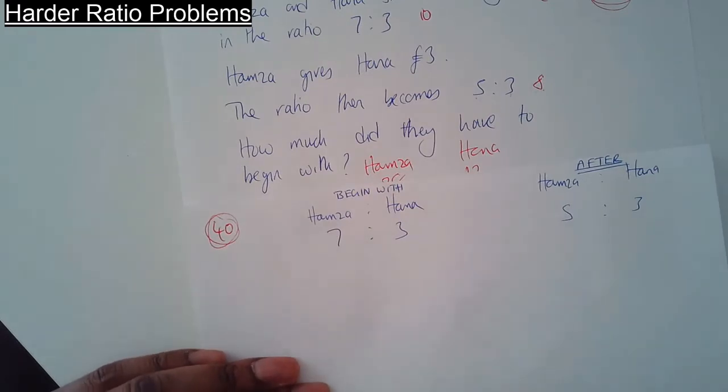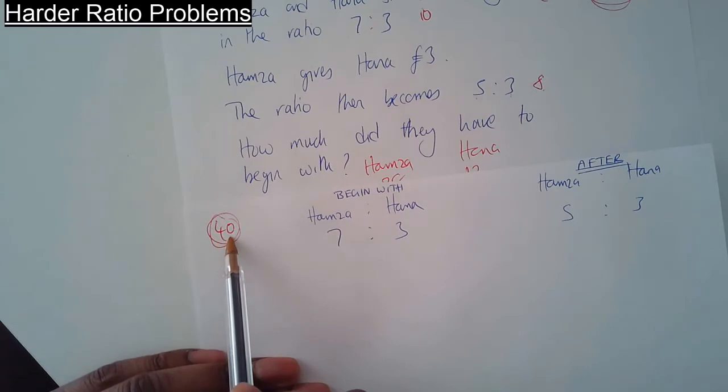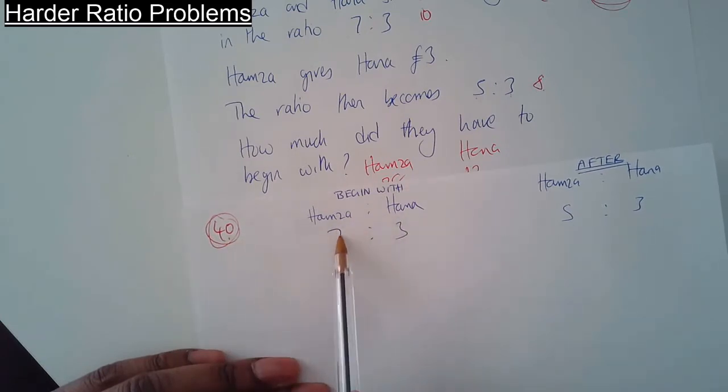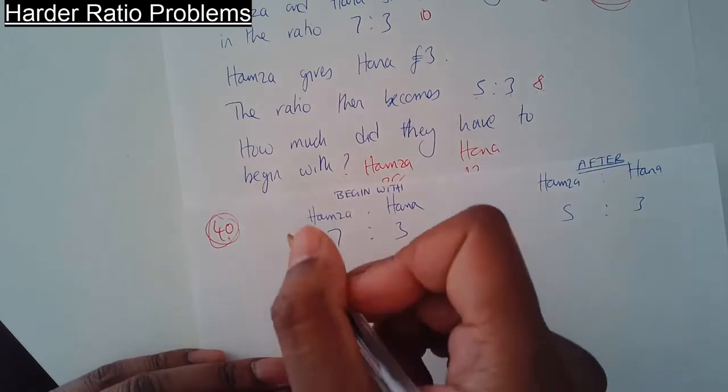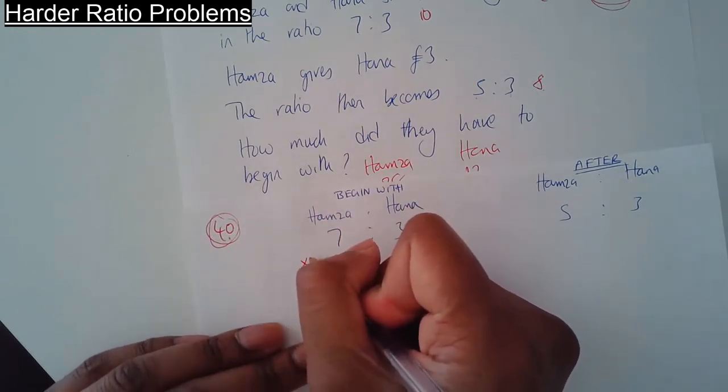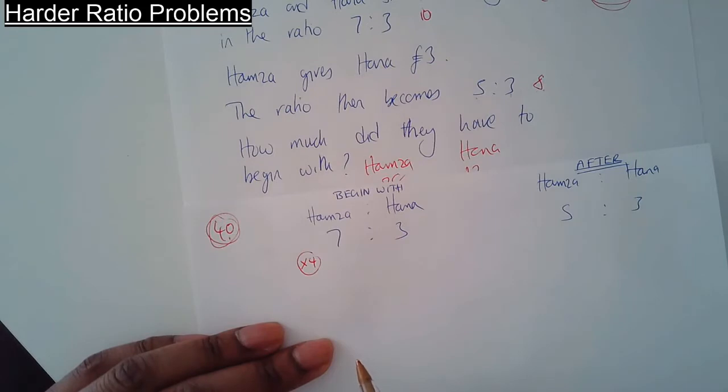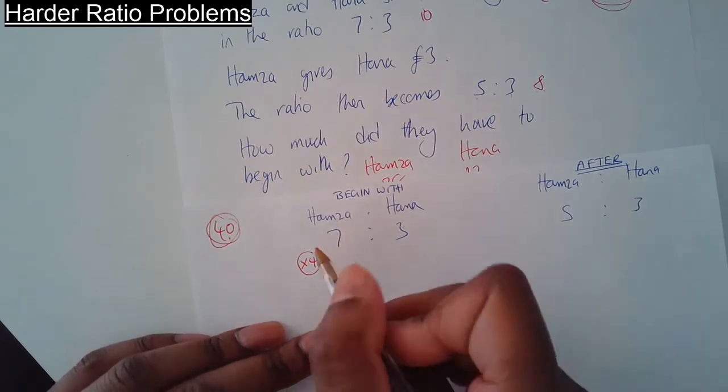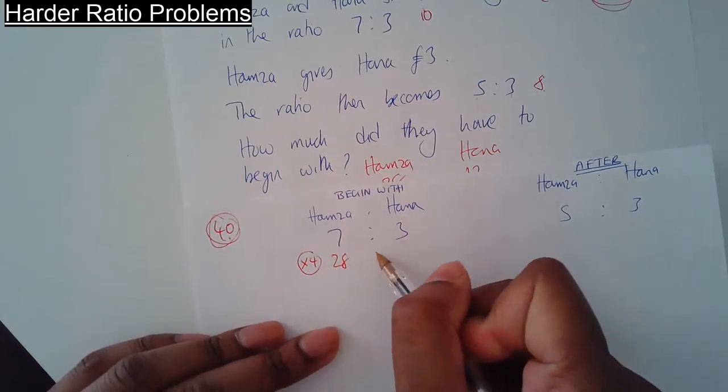Right, what we do now, so we've got to divide now. 40 divided by 10 parts is 4. So what we need to do now is 7 times 4, 28. 3 times 4, 12.